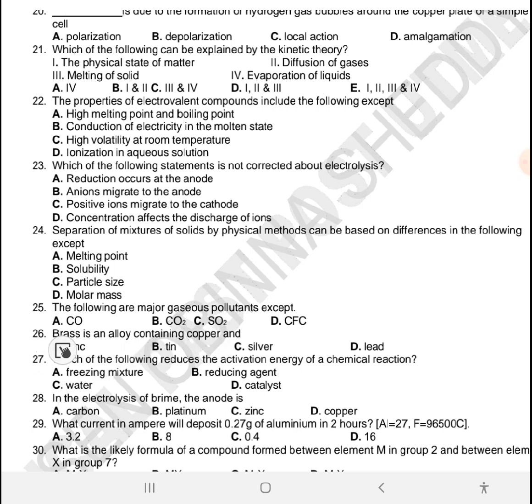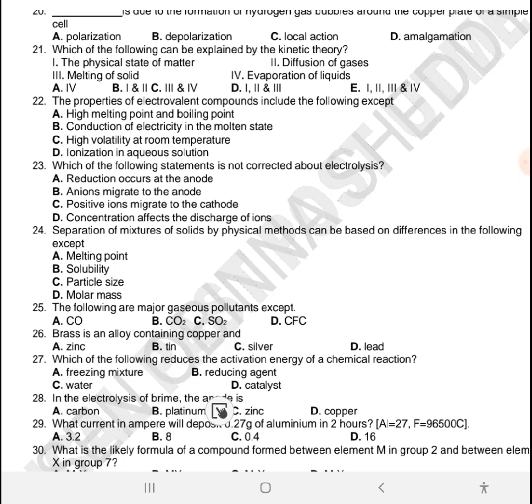Options 26. Number 26. Brass is an alloy containing copper and zinc. Brass is an alloy containing copper and zinc. You could keep it in mind like that. They used to ask, right? Bronze is an alloy containing copper and tin, while brass is an alloy containing copper and zinc.